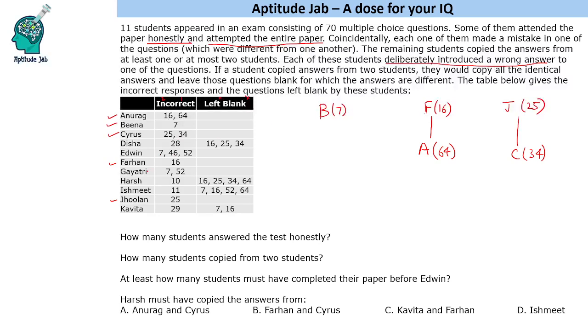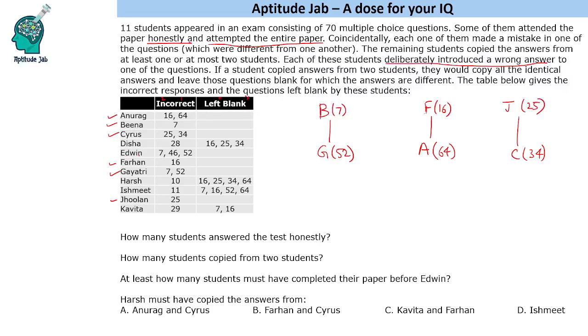Now if we see the next one, that is Gayatri, 7 and 52. This is 7, so Gayatri copied from here and answered 52 incorrectly. Now, if we see this, they have copied from these. Now, if we look at the next person, so these are the people who have left these, like who made these mistakes.